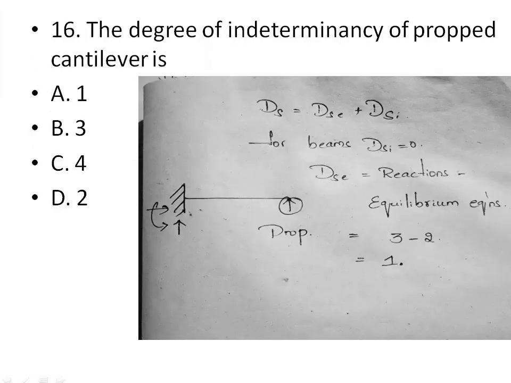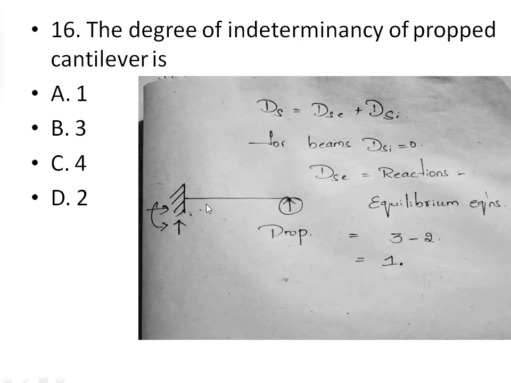In 16th question, the degree of indeterminacy of propped cantilever is. The propped cantilever is a vertical member which is placed at the end of the cantilever and which is placed at the middle of the simply supported beam. Static indeterminacy equals DSE plus DSI. DSE is the external indeterminacy. DSI is internal indeterminacy. For beams, DSI equals 0. DSE equals reactions minus equilibrium equations.